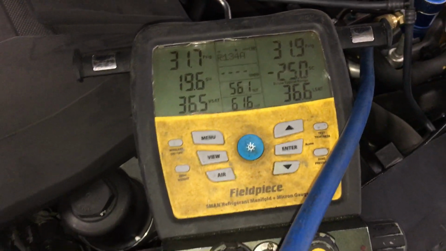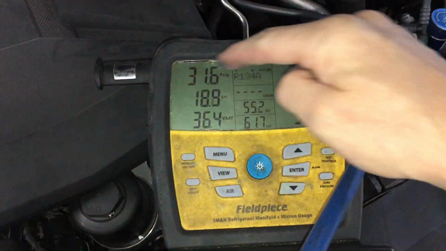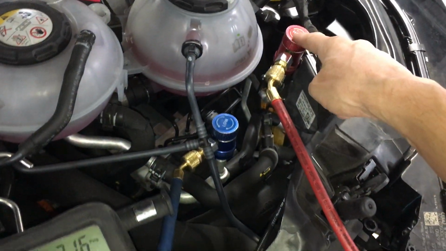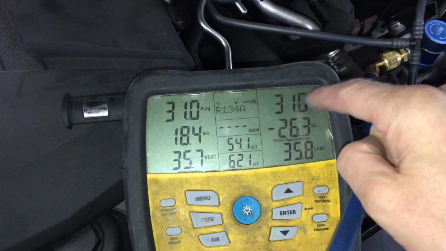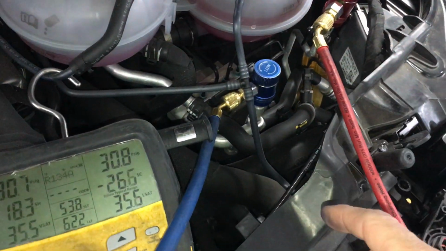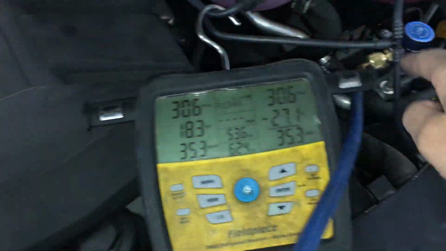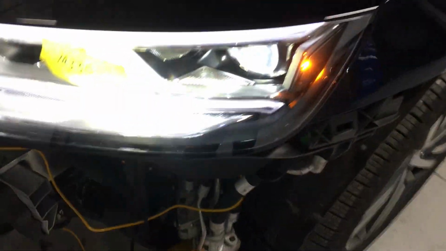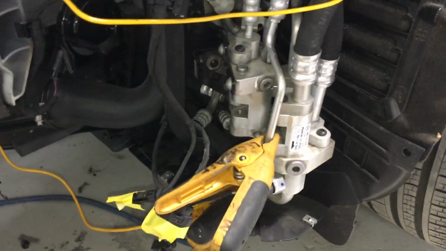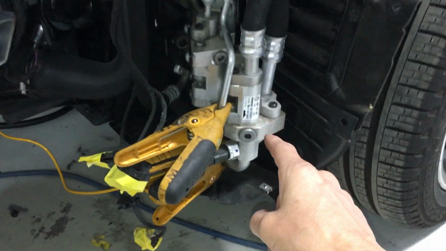Okay, I had to get video of this. Check this out. Where am I hooked up to? Follow the line. Why am I 31 PSI on the high side? 30-30, dead equal. Okay, so this is that new system, and this is the one that has the heat pump in it.